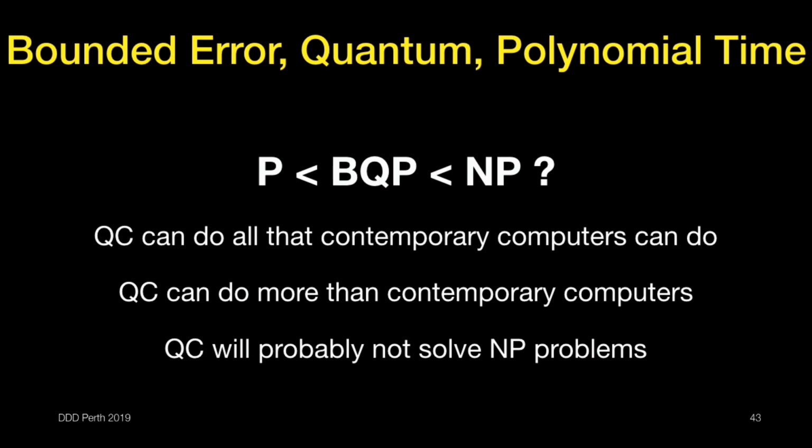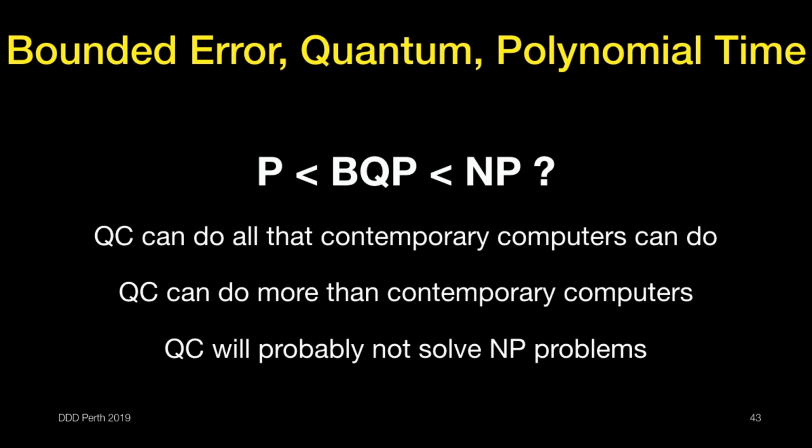What can these quantum computers compute? If you know about the P-NP problem, the polynomial time problems and the non-polynomial time problems, in quantum computing we introduce a new thing called the bounded error quantum polynomial time calculations. These are the things you can calculate with a quantum computer. We don't know for sure, but we know at least that a quantum computer can do everything that a classical computer can do in polynomial time.